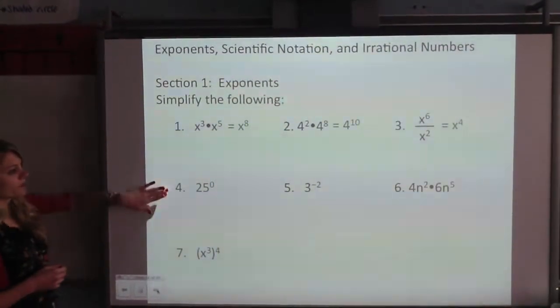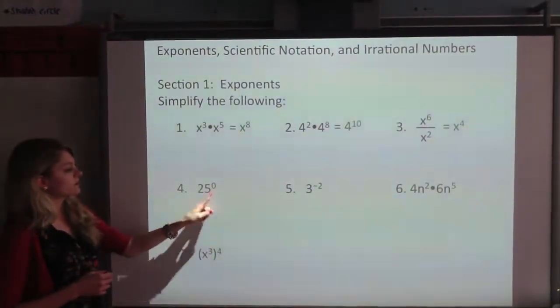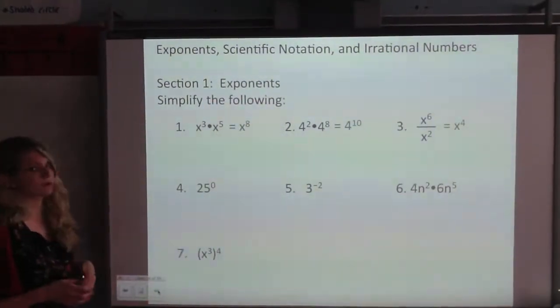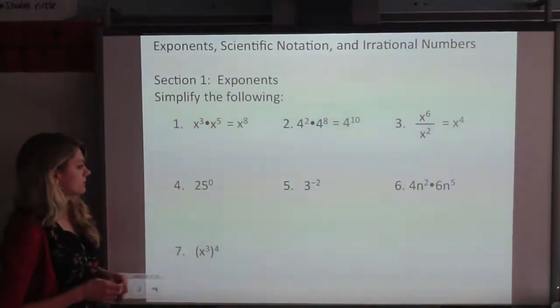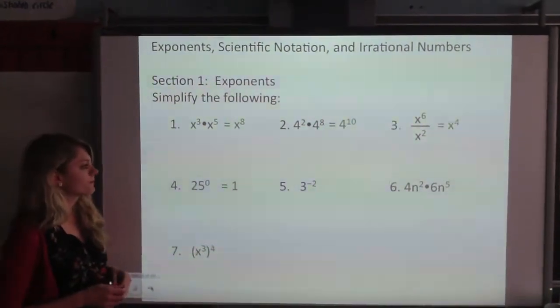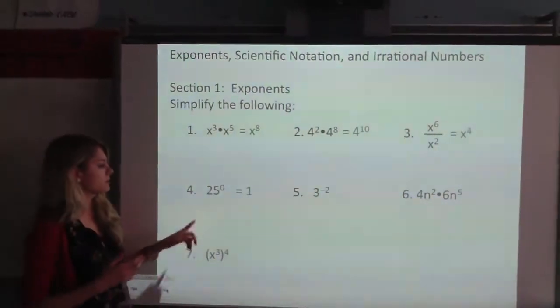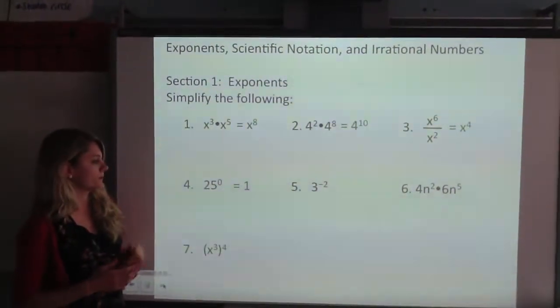Number 4. Whenever we have a number that is raised to the power of 0, our answer is always going to be 1. So 25 to the power of 0 is going to give us 1. It could be like 100 to the power of 0. No matter what number it is to the power of 0, we're going to get an answer of 1.